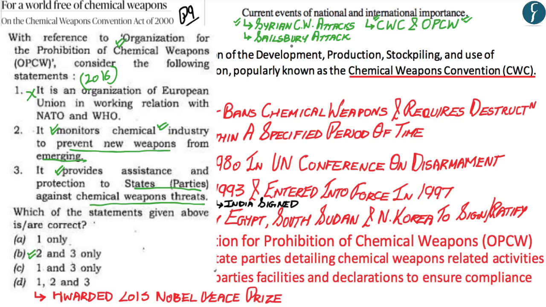And it is within that context that the Chemical Weapons Convention becomes relevant for your prelims examination of 2019 because of the recent Salisbury attack and the conflict between the United Kingdom and Russia over the Salisbury attack. And so now with this, let us move on to the next article.